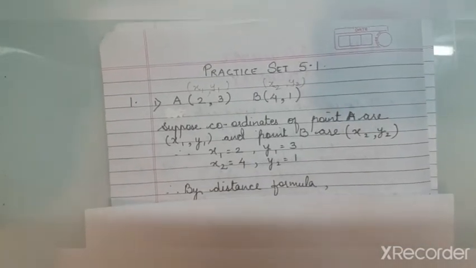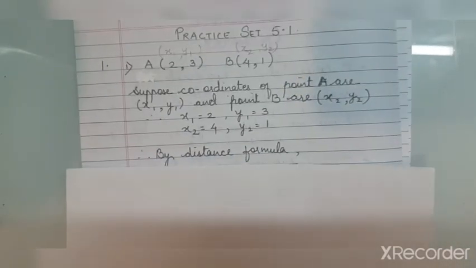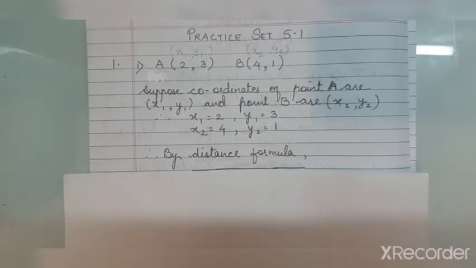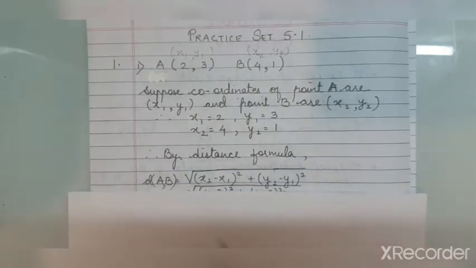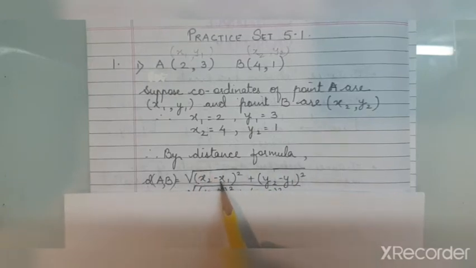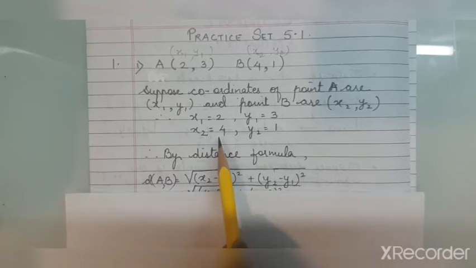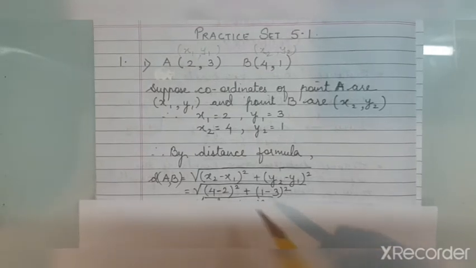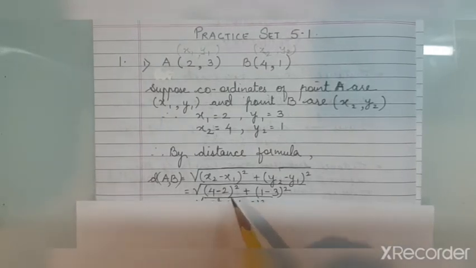We have already studied the distance formula. As I told you, you need to write all the formulas in your notebook, and you need to revise them. So here distance AB is equal to square root of x2 minus x1 the whole square plus y2 minus y1 the whole square. Now as we already know what we are going to substitute as x1, y1, x2, y2, we will do the same. So the second step will be just substituting.